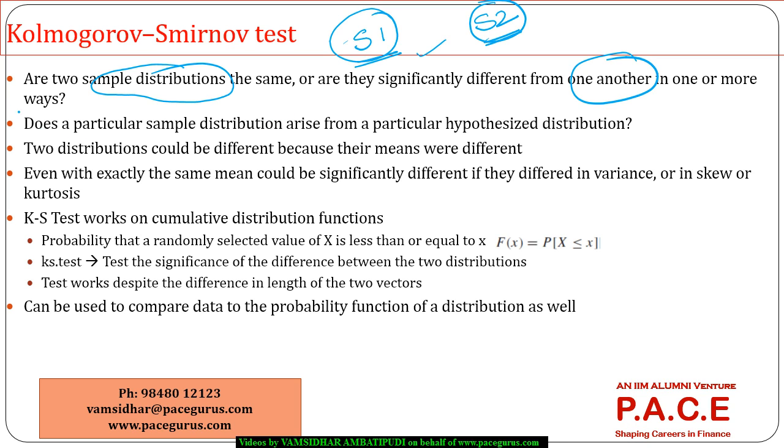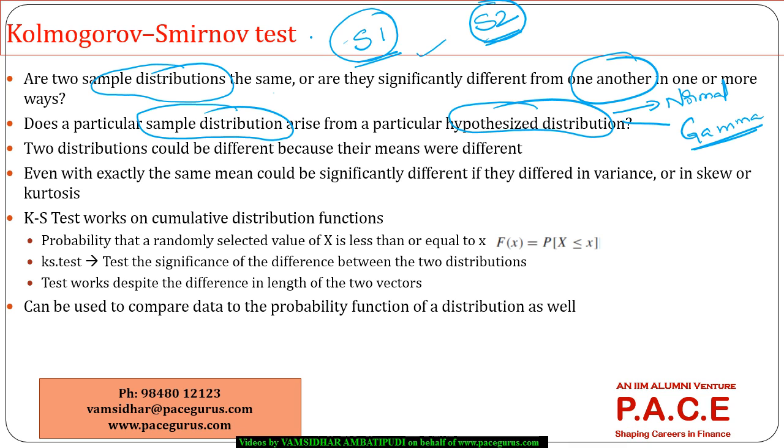The second way I can use the Kolmogorov-Smirnov test is: does a particular sample I am getting come from a particular hypothesized distribution? Is it coming from a normal distribution? Is it coming from a gamma distribution? I am trying to hypothesize a particular distribution, and check whether the data that I am getting is coming from that hypothesized distribution or not.